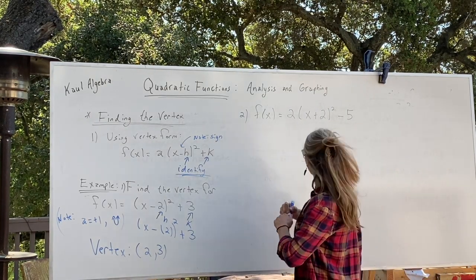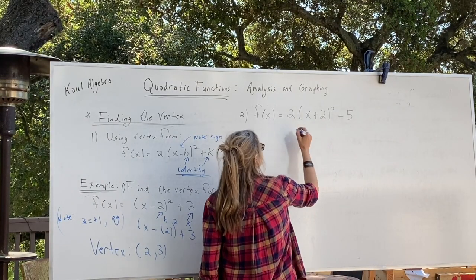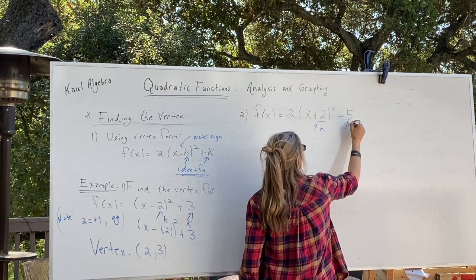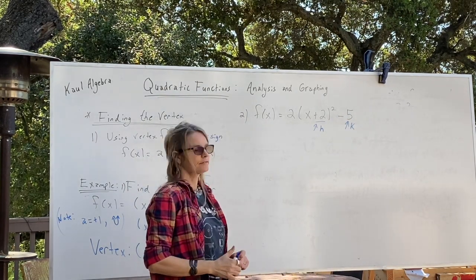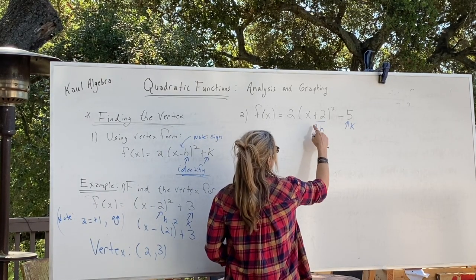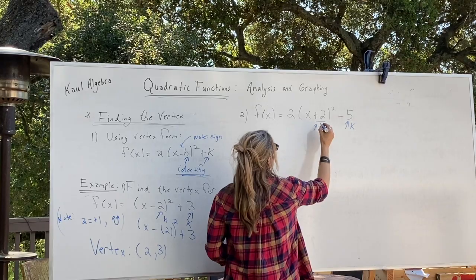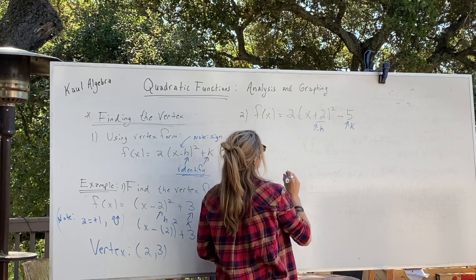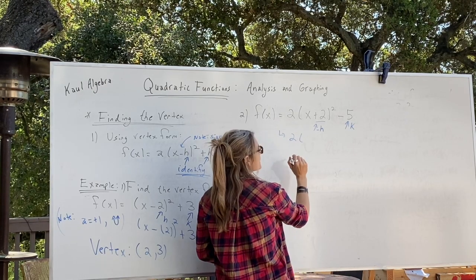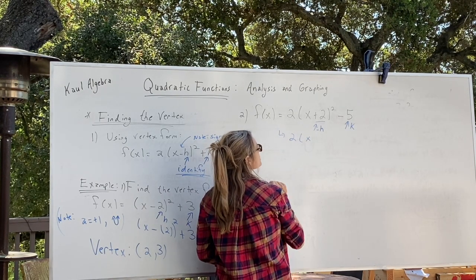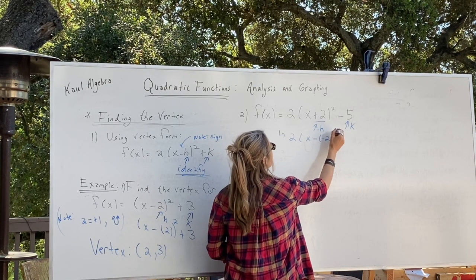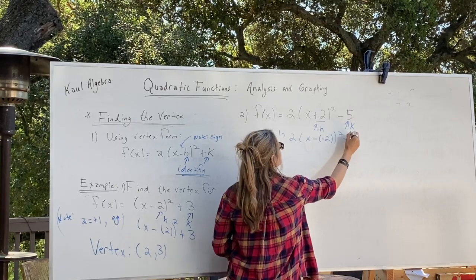So I could see it's in vertex form. So here, I'm going to identify my H. So here's H, here's K. Now the K value I could read right off, but what I have to notice here is that my H value is a little off. So this is minus H. So what I'm going to have to do is manipulate this just a little bit so I have it exactly in vertex form. So I write this as (x minus 2) quantity squared minus 5.